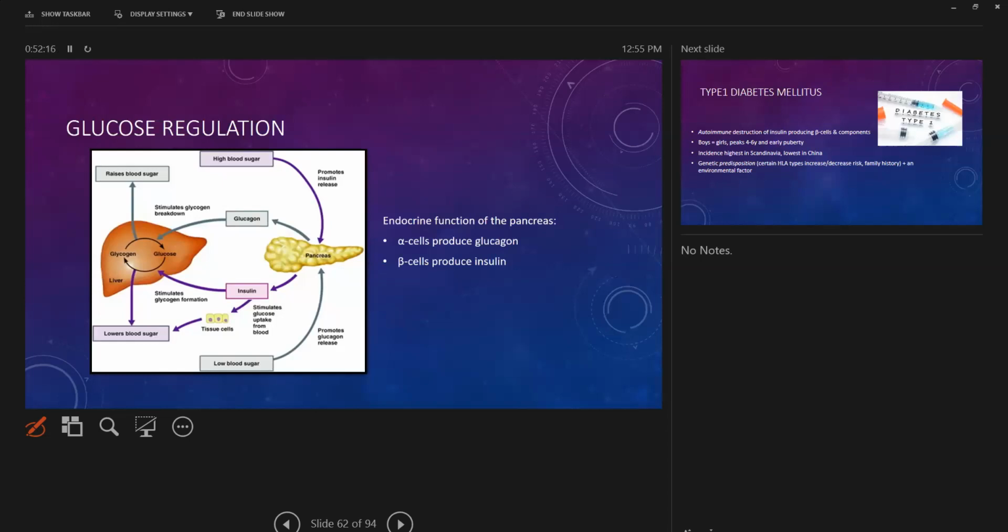All right, let's review glucose regulation. You should be really, really comfortable with this. You've got alpha cells and beta cells in the pancreas, which both do different things. The alpha cells produce glucagon and the beta cells produce insulin. The trigger here is high blood sugar, which causes the pancreas to release insulin. That causes cells to take up glucose and then process the glucose, which lowers blood sugar.